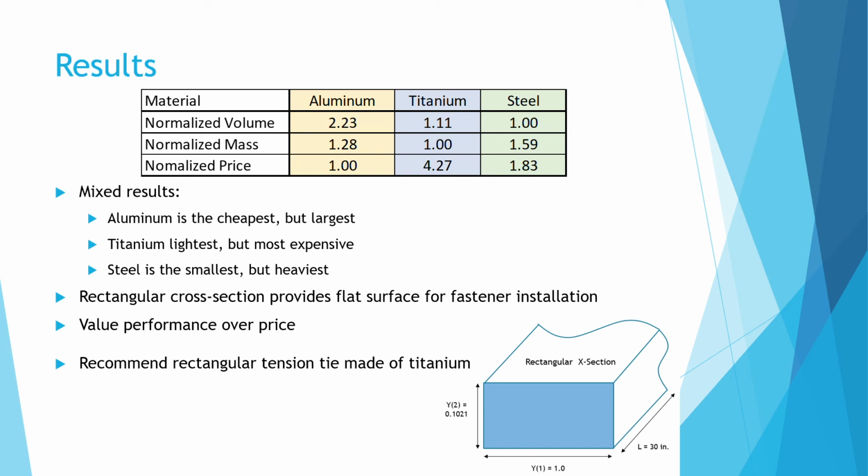So if I were to recommend one of these, I would first recommend using a rectangular cross-section because it provides a flat surface for fastener installation, and I would also value performance over price. So from this, I would recommend using a rectangular cross-section for the tension tie made of titanium.